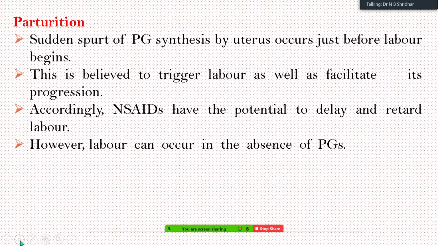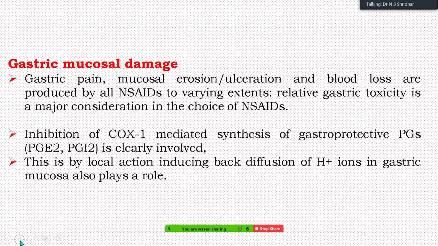However, labor can occur in the absence of the PGs also. Of course, the PGs are required for labor, but if you inhibit the PGs, labor can still occur in their absence.